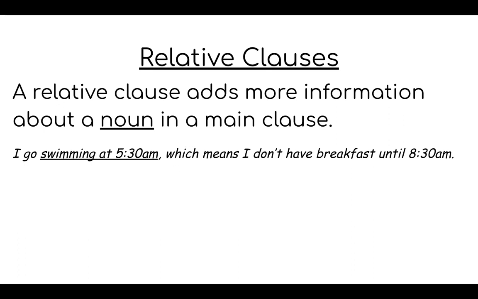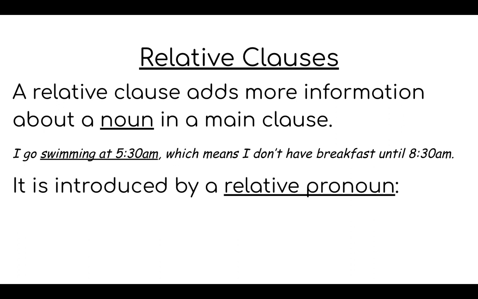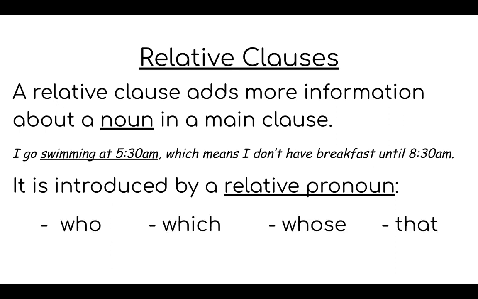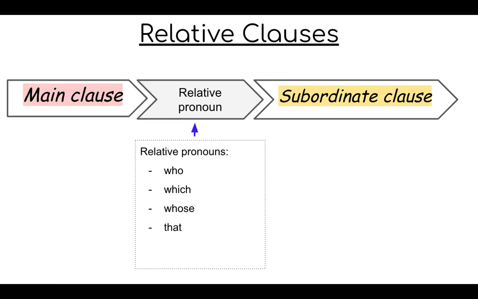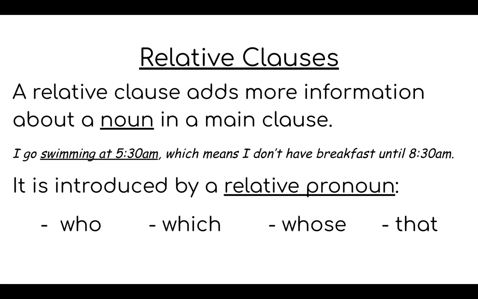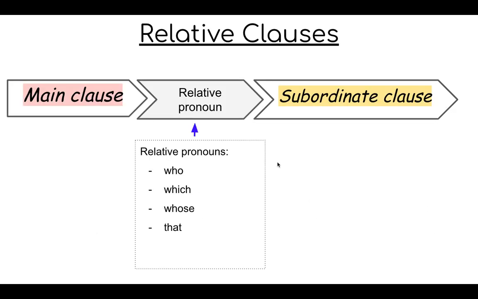There are three other words that will start a relative clause. They are who, which, whose, and that. This is what a relative clause sentence looks like. Generally, it is a main clause plus a relative pronoun, so one of those four relative pronouns, and then the subordinate clause. So again, I go swimming at 5:30 a.m., which means I don't have breakfast until 8 a.m.